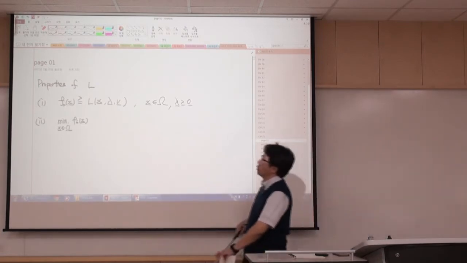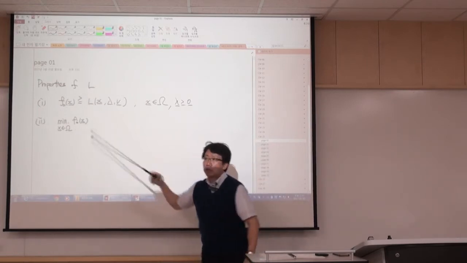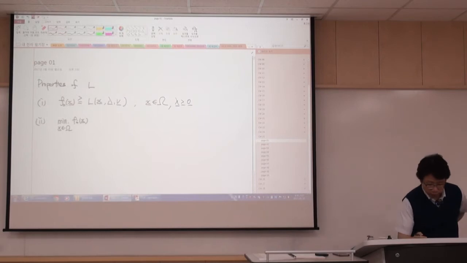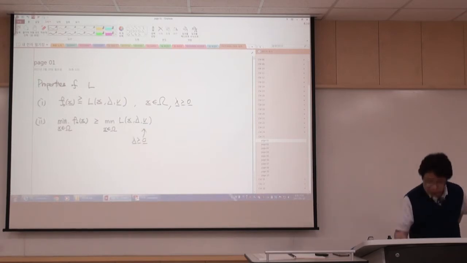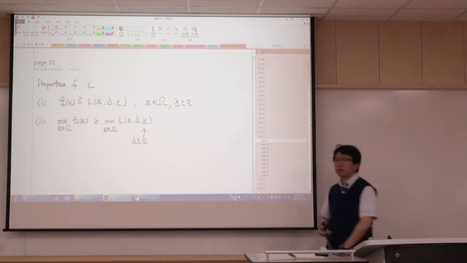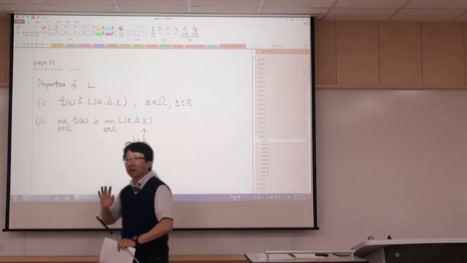Then what happens? Of course, this holds, right? So, we may say that here, of course, the assumption is that lambda is greater than or equal to 0. Am I right? It's kind of obvious. Okay?